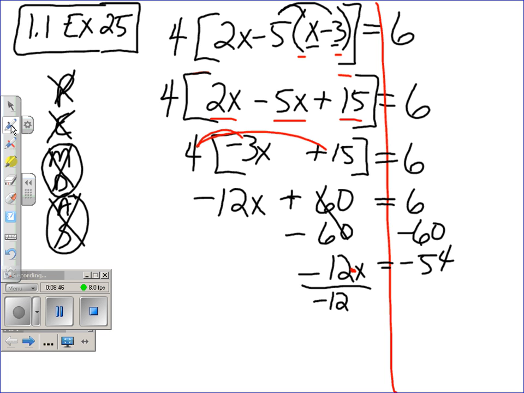Don't forget to divide by the negative as well. You want to get rid of the 12 and the negative at the same time. So divide by negative 12. Remember to do it on both sides. Cancels your negative 12s. Your x is alone.